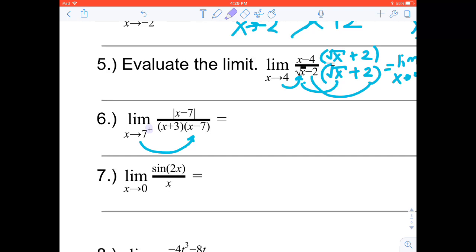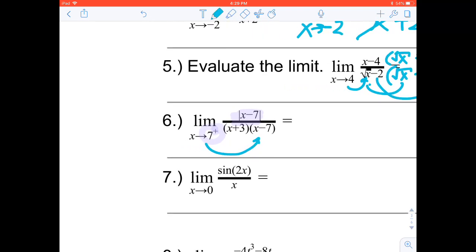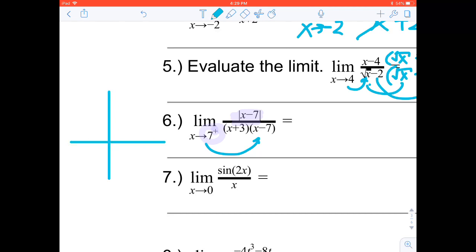But when I do plug in 7, I get 7 minus 7, which is 0. So now I know that I need to do some extra work here. And that's going to direct you right to this absolute value function, because that function is actually two functions combining to give you one function. And so here we're looking for the limit as x goes to 7 from the right, which means that we only want one part of the function. X minus 7 is an absolute value function where we are shifting it over to the right 7, and it looks something like this.